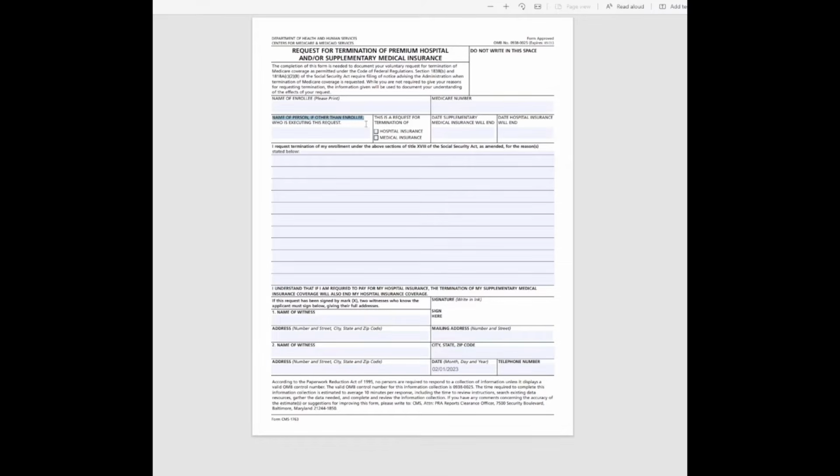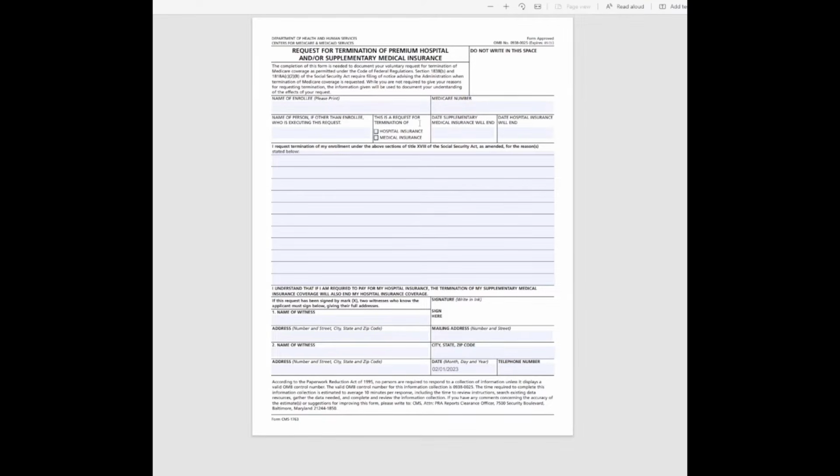Name of person if other than enrollee who is executing this request. Realistically, the only person who this would pertain to would be if you had maybe a representative payee, which is somebody who manages your Social Security benefits for you, and maybe they're completing this form on your behalf.